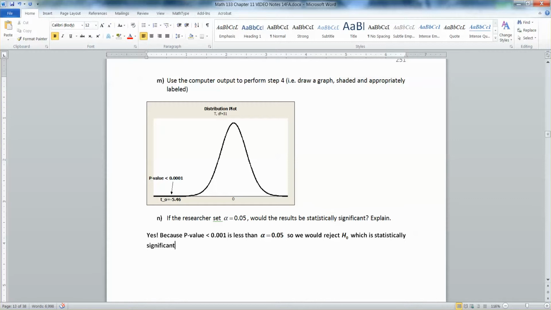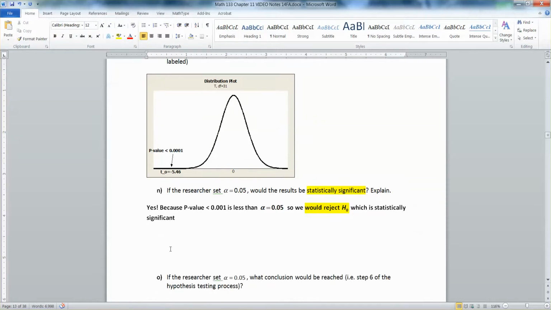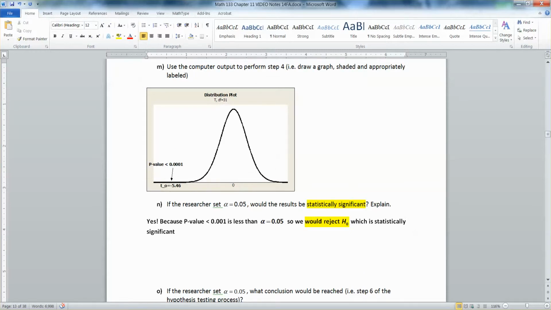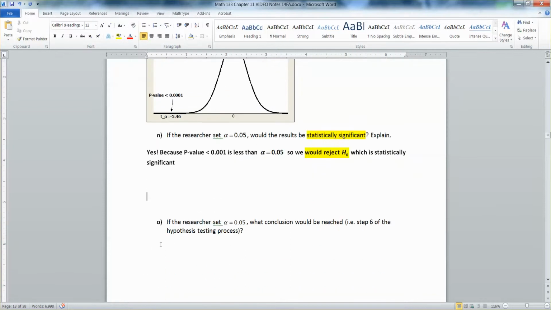Remember that when we ask if something's statistically significant, what we're really asking is, would you reject H0? Right? That's what we really want to know. Those two things go hand in hand. Leaving the null hypothesis in place is not significant at all because you assumed it to be true. It's only significant if you can get rid of it, if you can say that you didn't have enough evidence to support it.